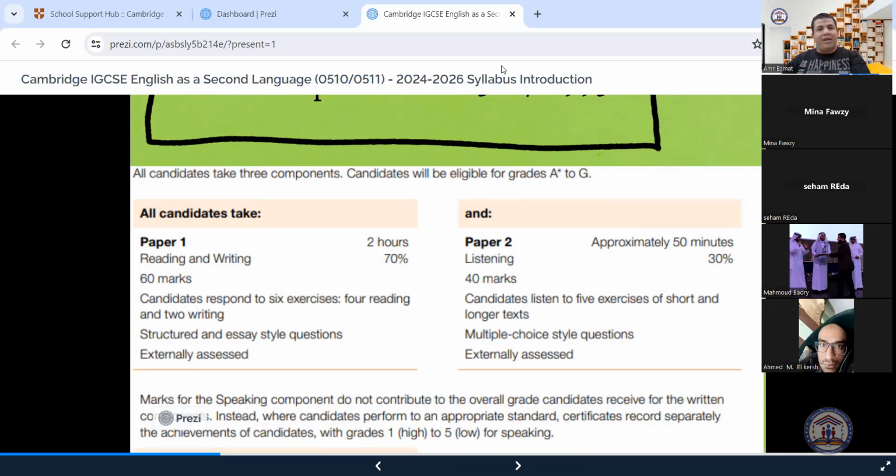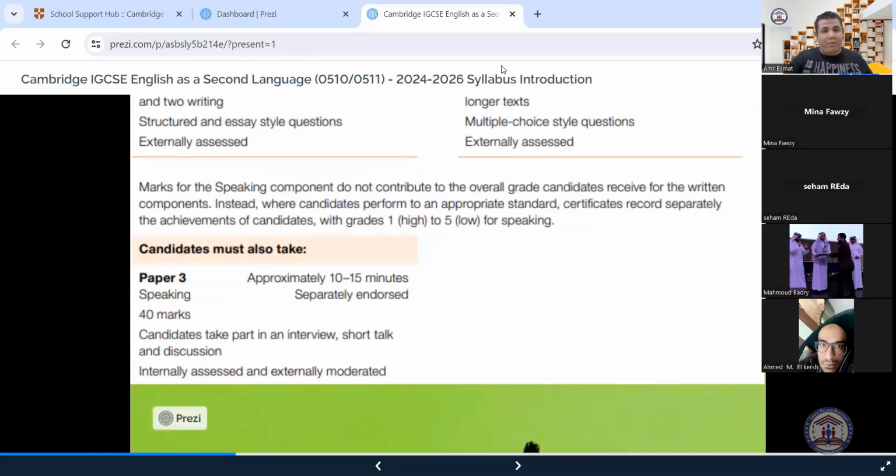You have 3 papers. Paper 1, reading and writing, 70% of the total grade, 60 marks, 6 exercises. Paper 2, listening, 5 exercises, 40 marks, 30% of the total grade. Paper 3, speaking, but the marks of the speaking component do not contribute to the overall grade the candidate will receive after the test.